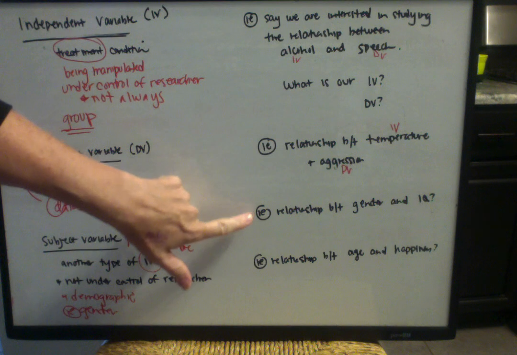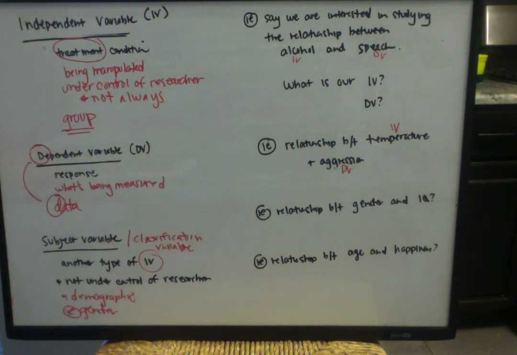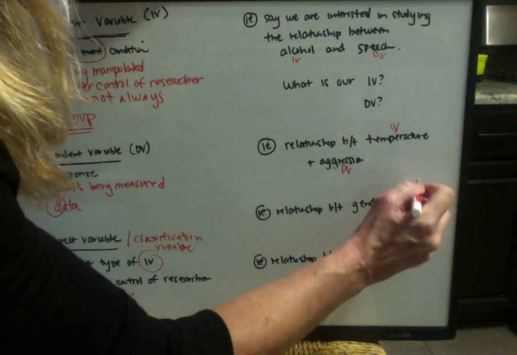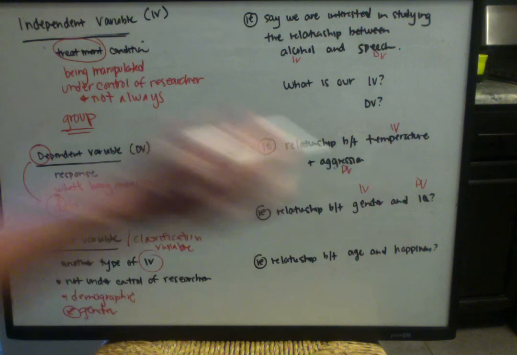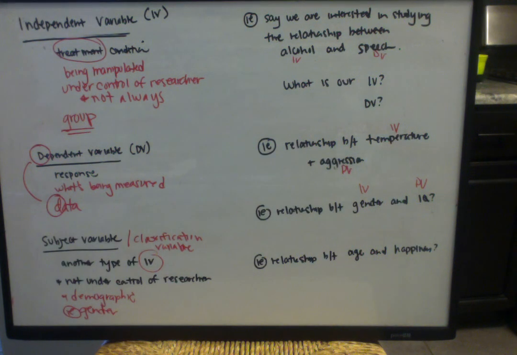Our third example, let's say we're interested in the relationship between gender and IQ. Which one of those is the treatment and which one is the response? I'm going to work this one backwards. Clearly, IQ is the response. But is gender a treatment per se? In this case, we're going to call it an independent variable, but it's really a subject variable. It's not really a treatment, but it's definitely an independent variable.